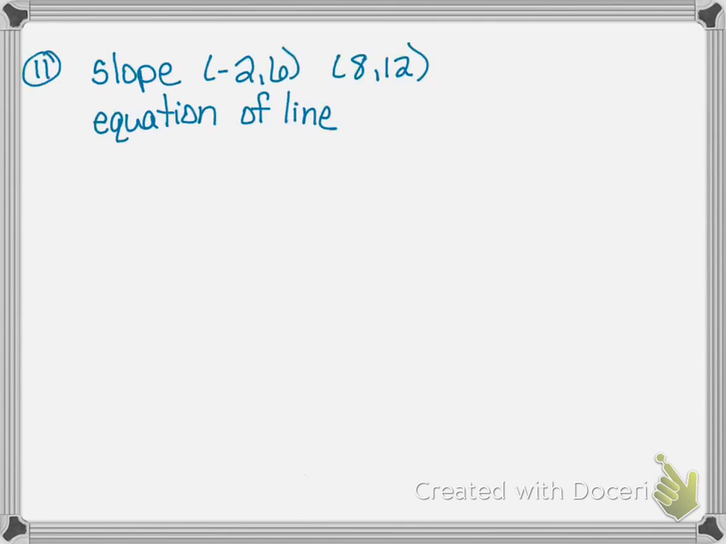Now, number 11 wants us to take the 2 points, (-2, 6) and (8, 12), and we're going to go all the way to putting that into y equals mx plus b. But the first thing we're going to do is we've got to find the slope.